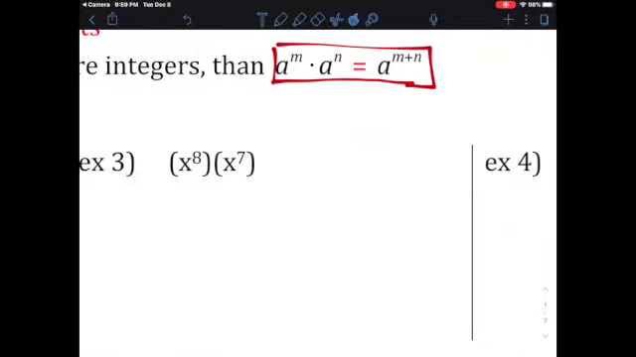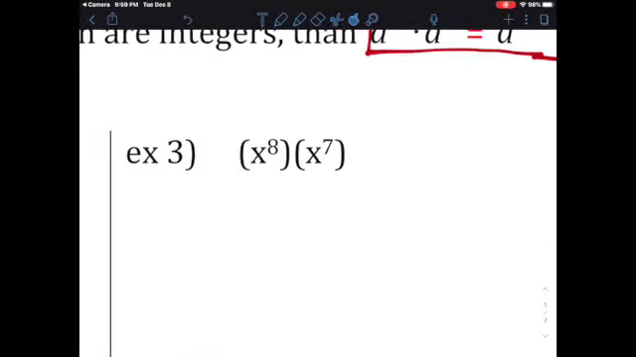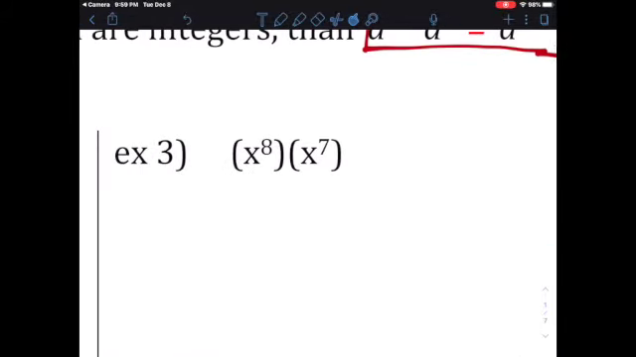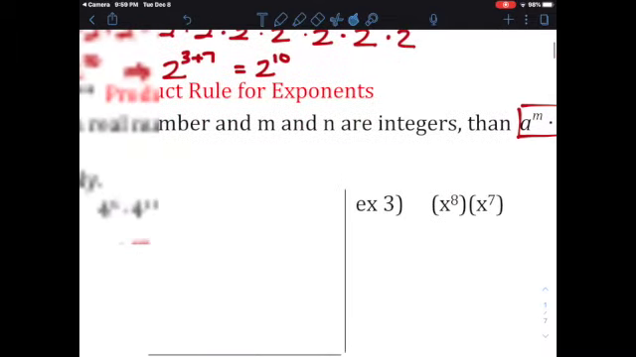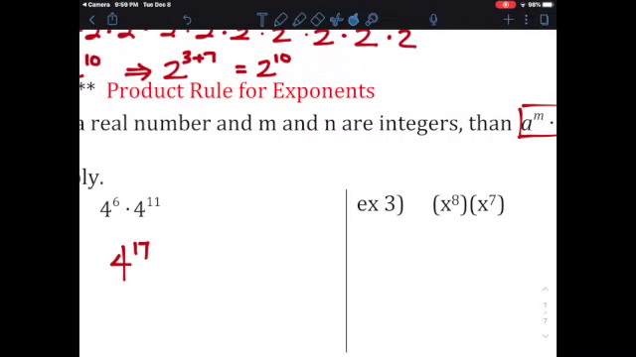Example number 3. Now example number 3 is dealing with letters. With the previous problem, you can type it into the calculator and get an answer, but it will give you a huge long answer or maybe scientific notation. I prefer 4 to the 17th, so sometimes you might not get the same answer as what I want, but you have to be able to recognize it.